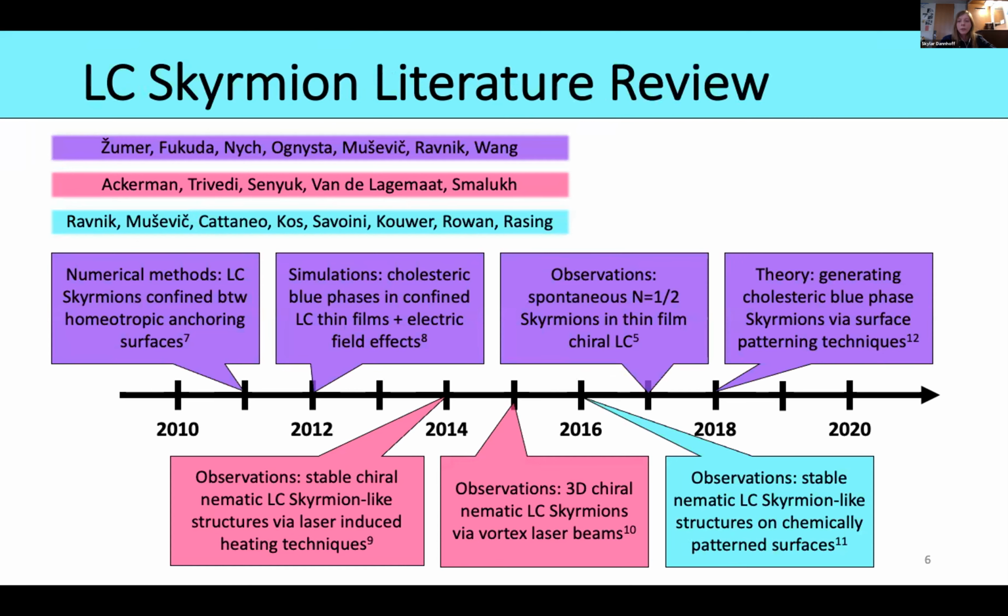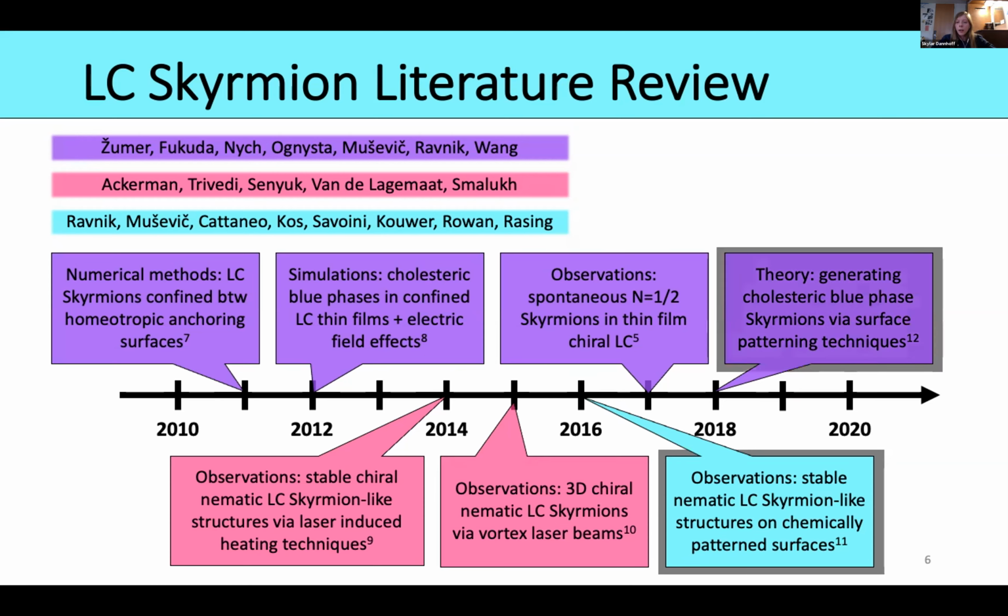All right, so just as a brief adding of context to liquid crystal skyrmions throughout history. Skyrmions in liquid crystals have been observed and studied by other groups, and in somewhat similar ways to what we are hoping to explore with our own work. Most notably, I'd like to point out that in 2016, Ravnik observed skyrmion-like structures on chemically patterned alignment surfaces. So chemically, not mechanically patterned surfaces. And then in 2018, Zumer theorized the generation of skyrmions via actual surface patterning techniques that are mechanically induced. So the experimental niche that we're sort of fitting in here is experimentally making these mechanically patterned alignment layers. And that's kind of where we fit into all of this.